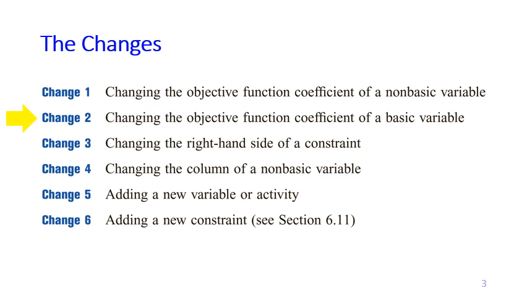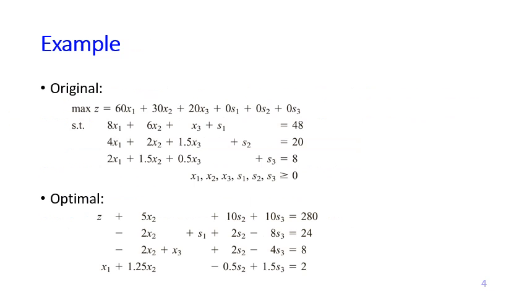Okay, so the second change is changing the objective function coefficient of a basic variable. We are going to use the example of the Dakota problem again. Now we are going to change the price of x1 from $60 to become 60 plus delta. You may notice that in the original problem, the optimal solution has the variable x1 as a basic variable. So we are here changing the objective function coefficient of a variable that is a basic variable in the original problem.